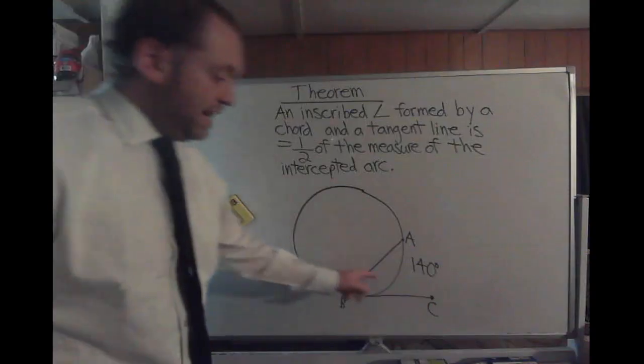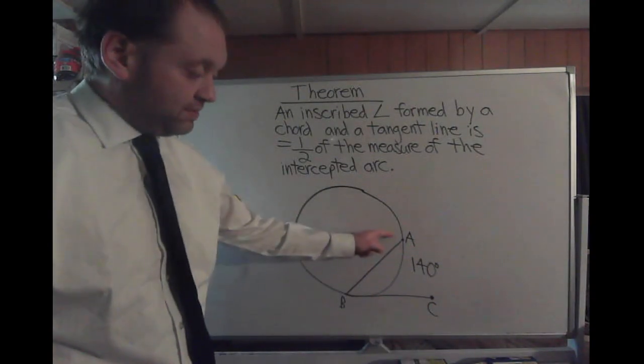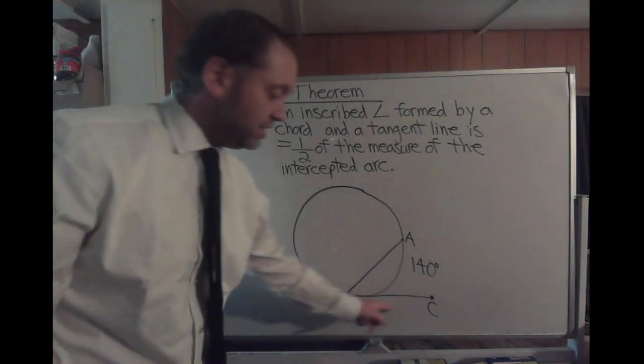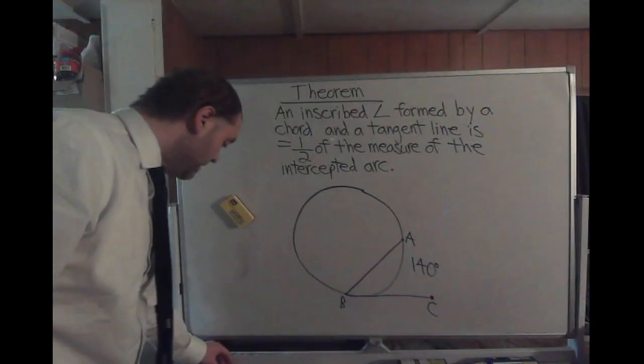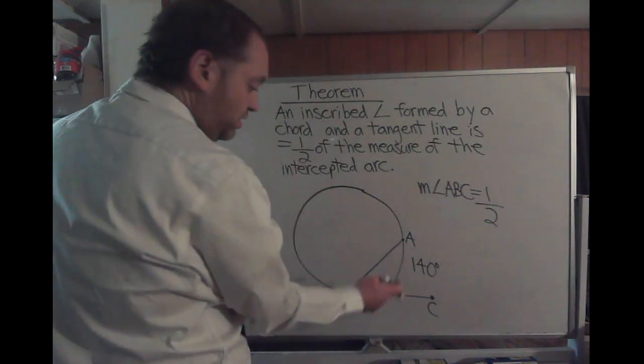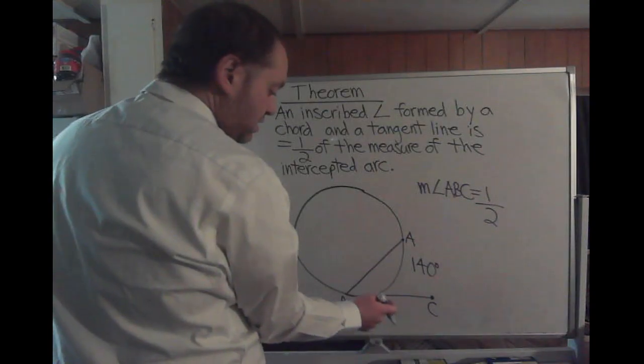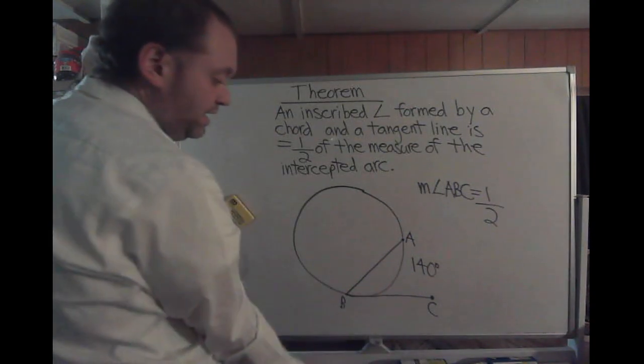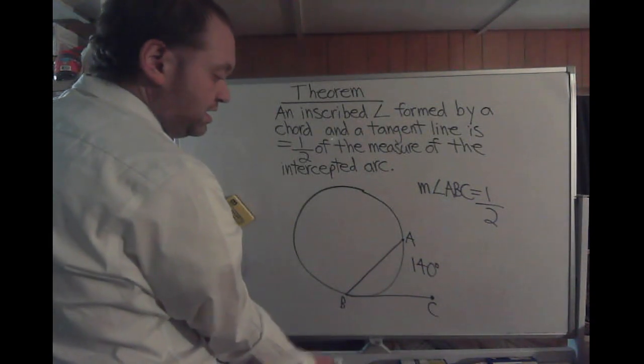So we have angle ABC formed by chord AB and tangent line BC. This is telling us that the measure of angle ABC is going to be equal to half the measure of the intercepted arc, which would be arc AB.